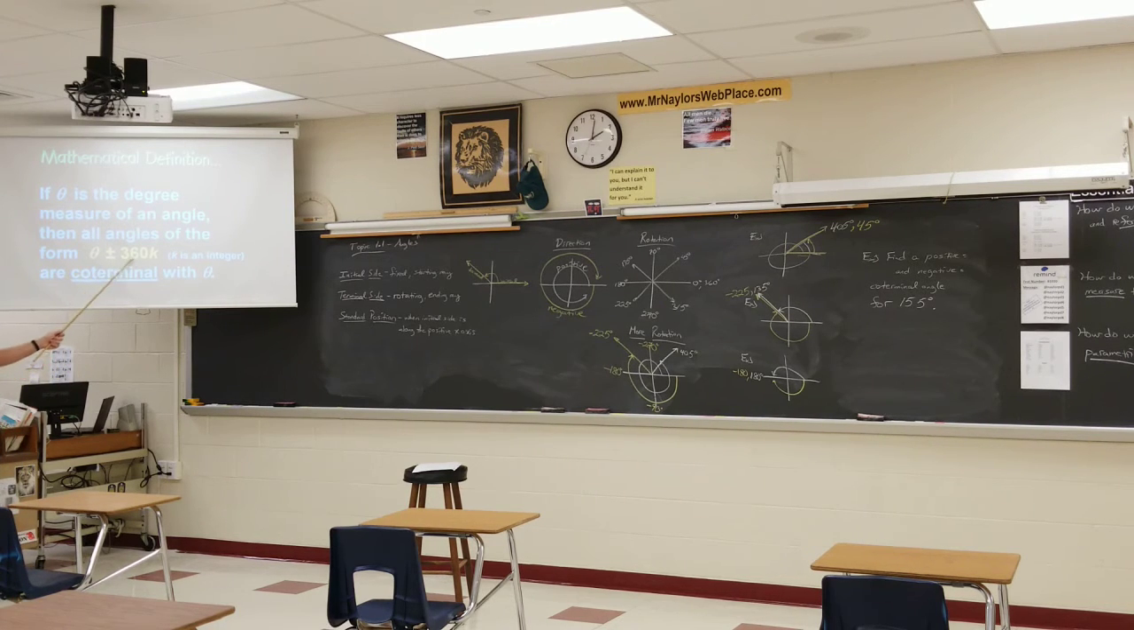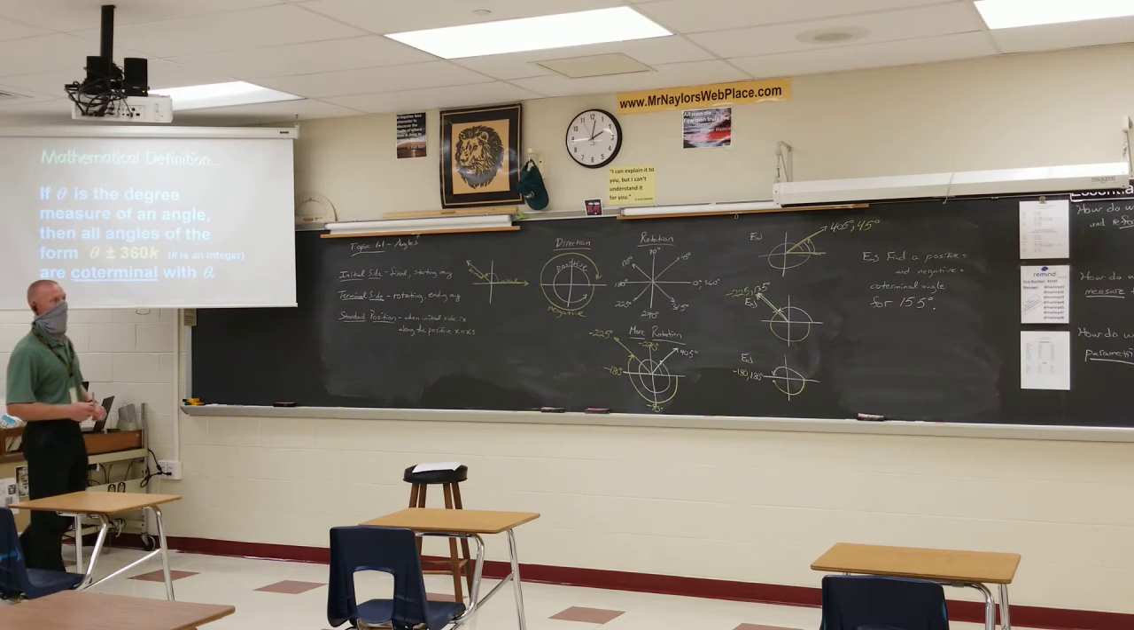Theta plus or minus 360K, what is this? Well, essentially it's saying that I could take my angle and I could add 360 or subtract 360. And the letter K is just saying that we could do that as many times as we want. In other words, I could have two 360s, like I could add 2 extra revolutions. And whenever you do that, you're going to end up with a coterminal angle.